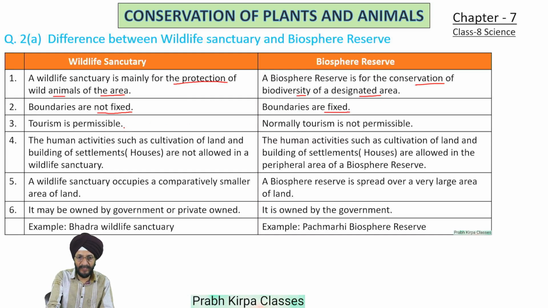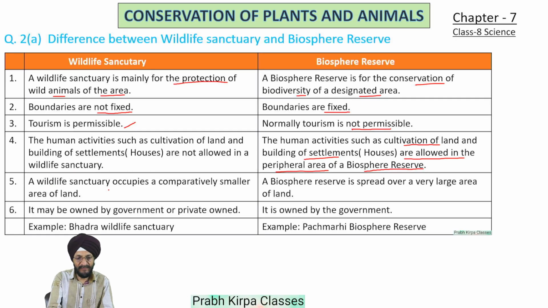Tourism is permissible in the case of a wildlife sanctuary, whereas in the case of a biosphere reserve, tourism is normally not permissible. In a wildlife sanctuary, human activities such as cultivation of land and building of settlements are not allowed. In a biosphere reserve, human activities such as cultivation of land and building of settlements are allowed in the peripheral area of the biosphere reserve.